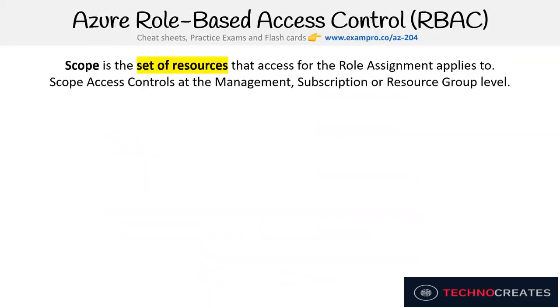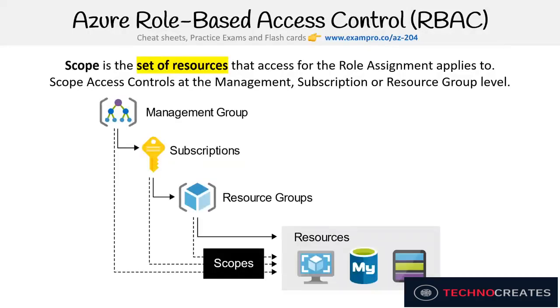Then we'll move on to scope, and a scope is just a set of resources that the role assignment applies to. Scope acts as controls at the management, subscription, or resource group level. So what does that mean? We have another slide on this. I can't remember what section it's in, but you have this breakdown of scope where you have management groups, subscriptions, resource groups, or resources. So when you're setting a scope, you're saying what is the scope? Is it on a management group? Is it on a particular resource? Is it a resource group? That's what we're trying to say there.